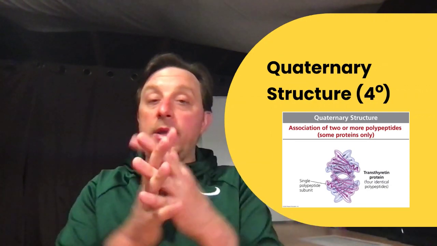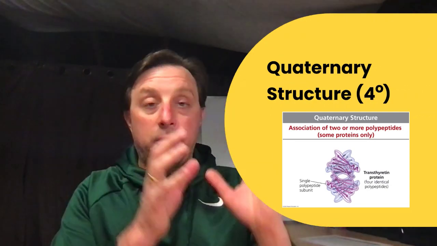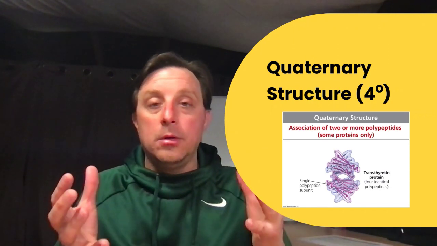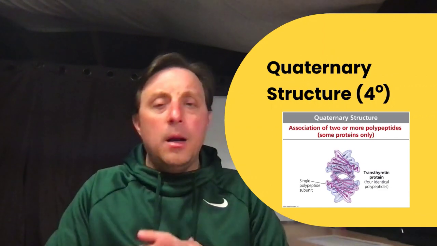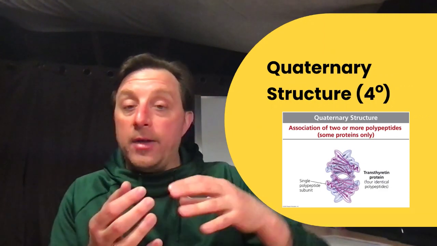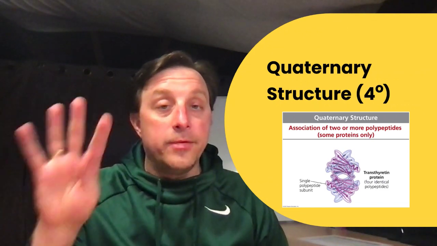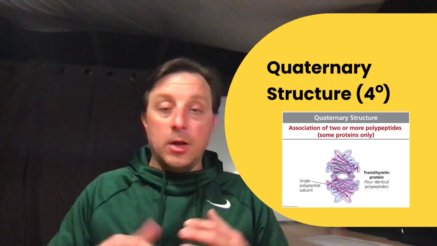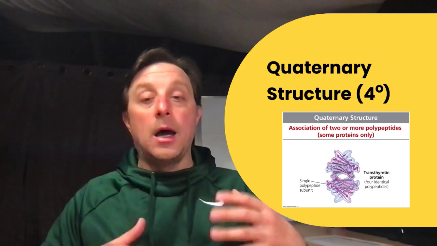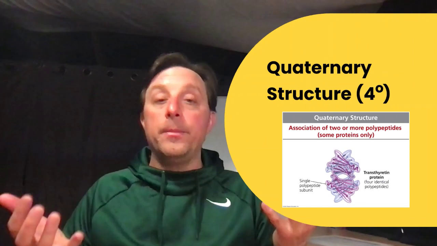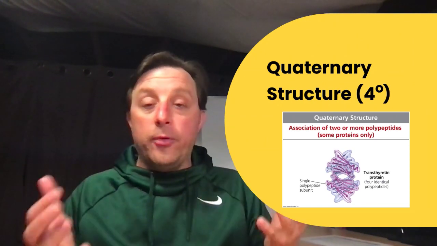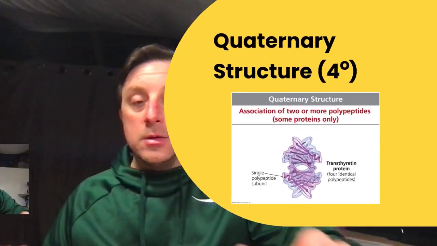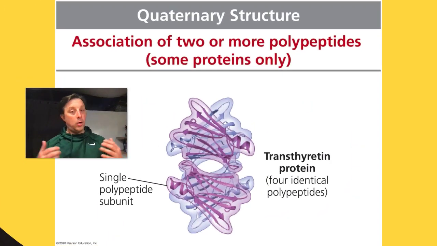Many proteins only have those 3 levels, right? And that tertiary structure is the final functional version of the protein. But there are a handful of proteins that have a 4th level of structure, and that is referred to as the quaternary structure. And quaternary structure is multiple protein chains, multiple subunits coming together to form the final functional form of the protein.